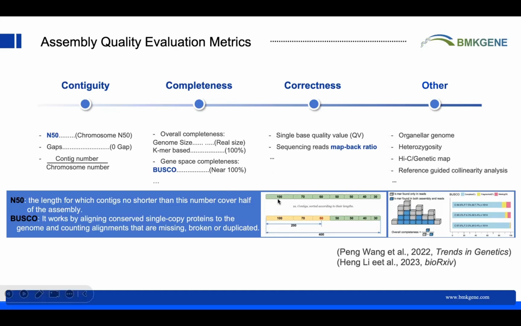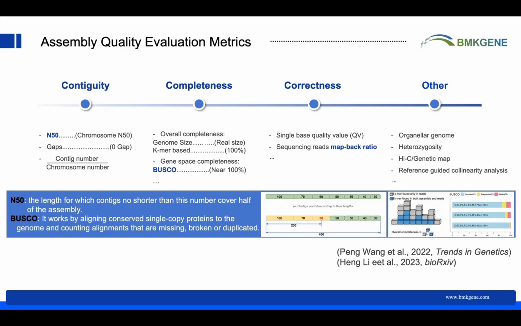You can imagine that if all the sequence has been assembled into the genome, then the ratio will be 100%. It's a very perfect value. So if the value is near 100%, we will see that it's a very good assembly result.